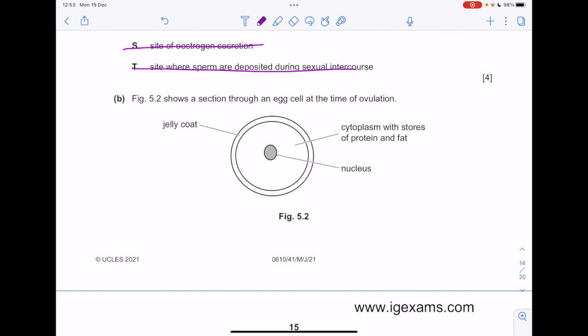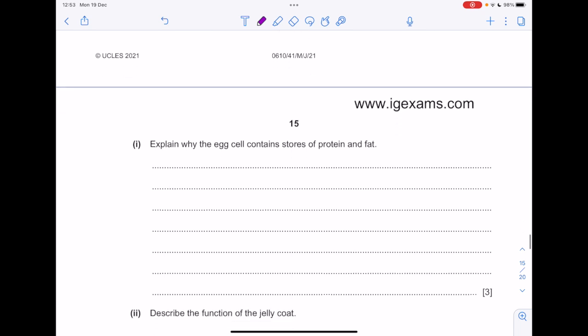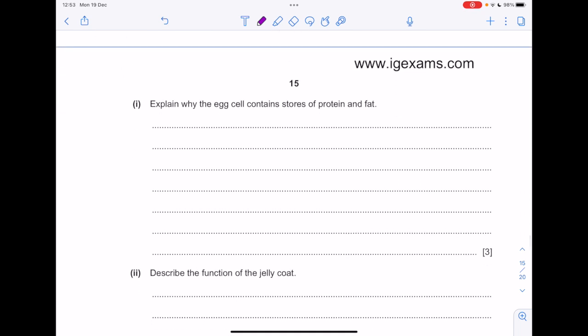Figure 5.2 shows a section through an egg cell at the time of ovulation. We have the jelly coats surrounding the cytoplasm that contains stores of protein and fat, as well as the nucleus. Explain why the egg cell contains stores of protein and fat. So the fat is needed to make cell membranes, because after all, we're forming a zygote and then an embryo, so it'll need lots of cell membranes, as well as cytoplasm.